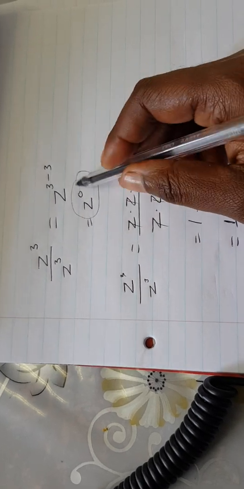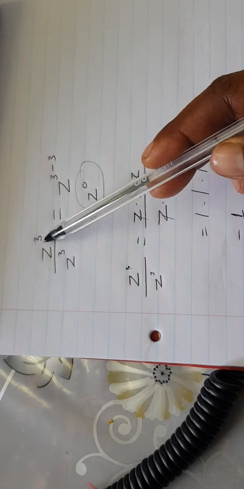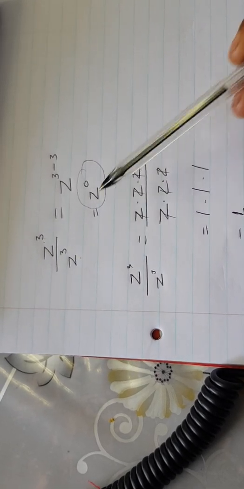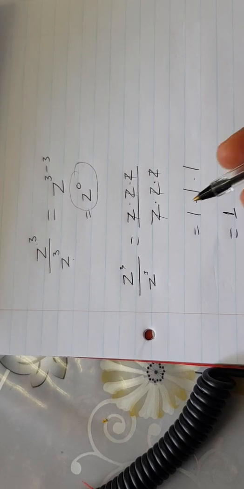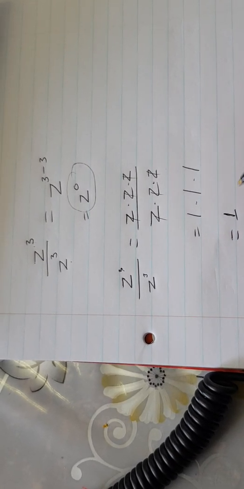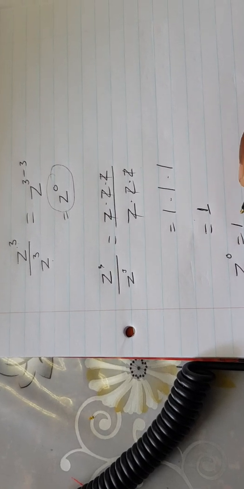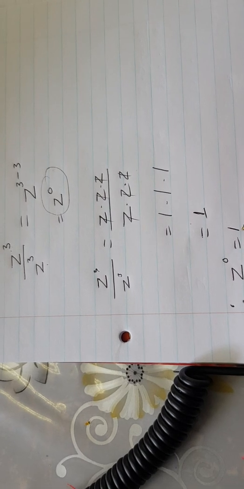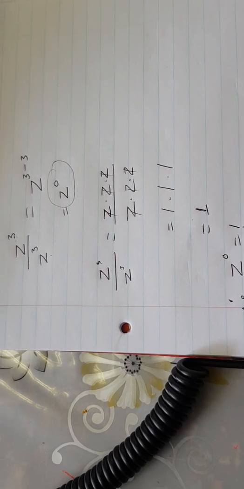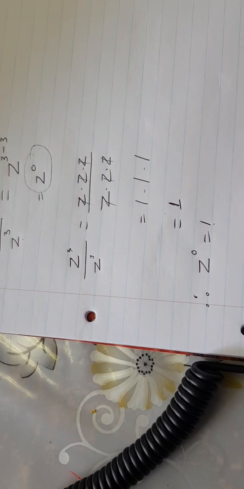So you see that z to the exponent 0 is the same thing as z to the exponent 3 divided by z to the exponent 3. With the laws, I got z to the exponent 0, and with the expansion, I got my answer as 1. So I can say therefore z to the exponent 0 is equal to 1. So let's try another example.